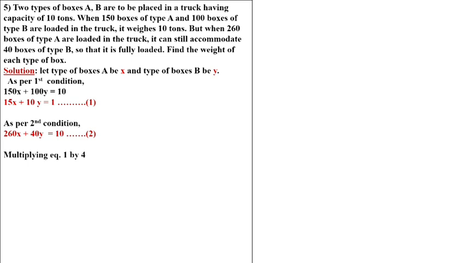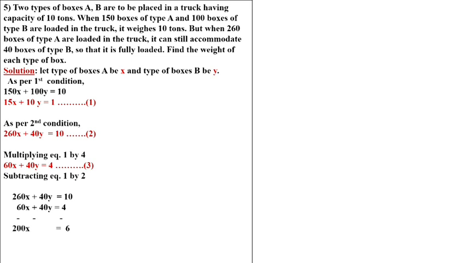So equation 1 we have multiplied by 4. So 15x became 60x, 10y became 40y, and 1 × 4 is 4. That is our equation number 3. Now subtracting equations 2 and 3, we get 200x equal to 6. So x equal to 6 upon 200. So 2 threes are 6, 2 hundreds are 200. So the x value became 3 upon 100.